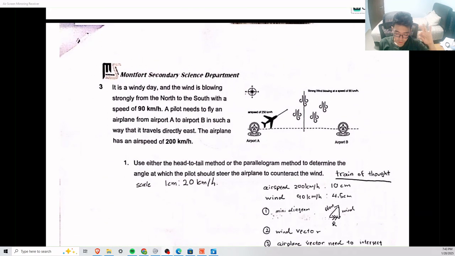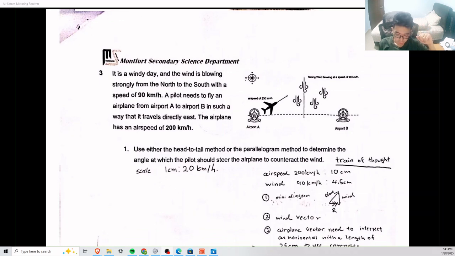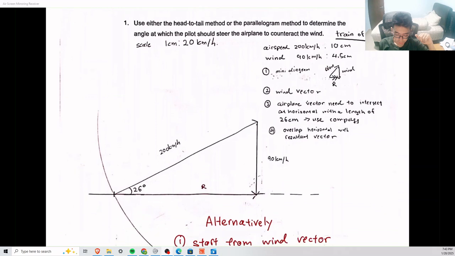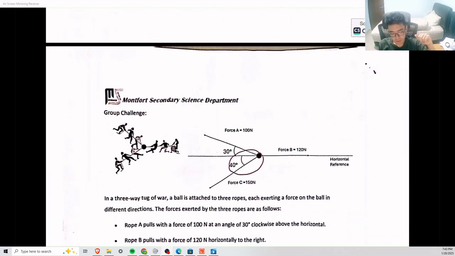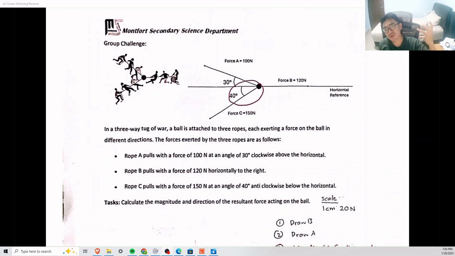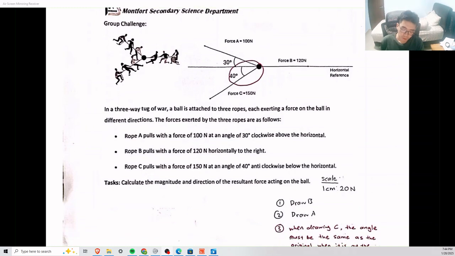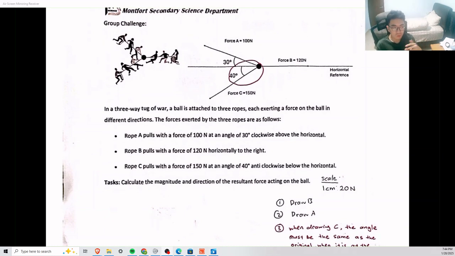So this question requires a little bit of thinking. I hope that you managed to do it. Now the last one. The last one I intended for it to be a group challenge, because you have 3 vectors now, and Mr. Pang never teach you 3 vectors. But for those of you who want some challenge, you can try doing this. I have 3 vectors. The goal is to show you that no matter how many vectors I have, the graphical method works.